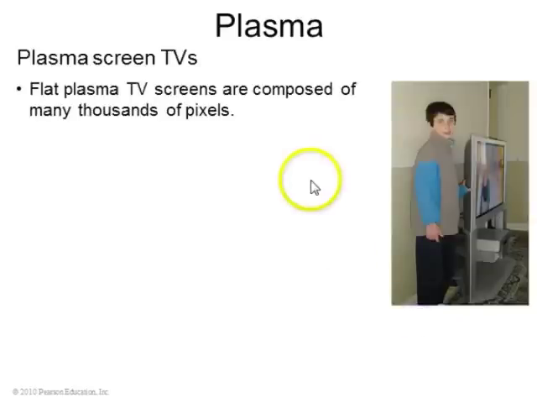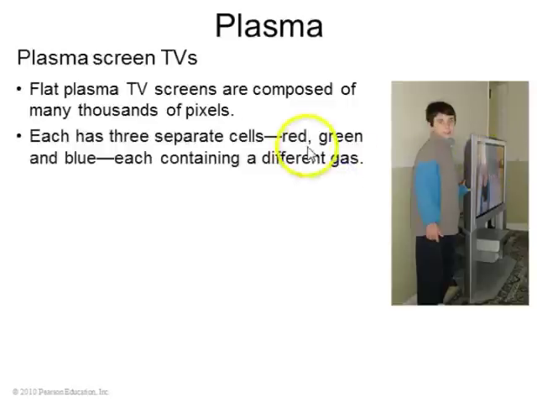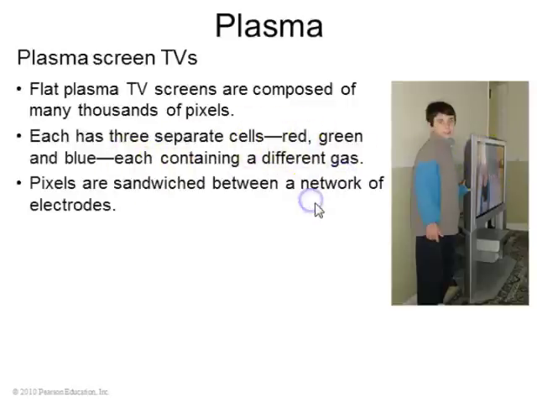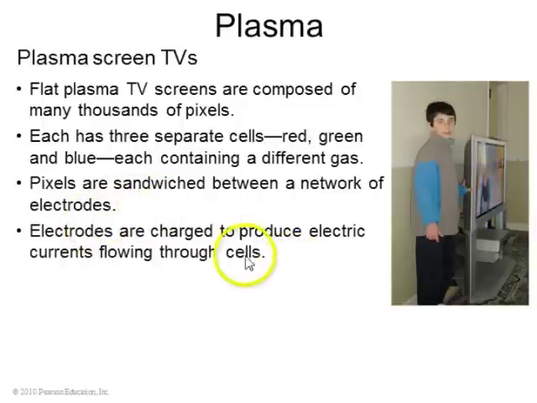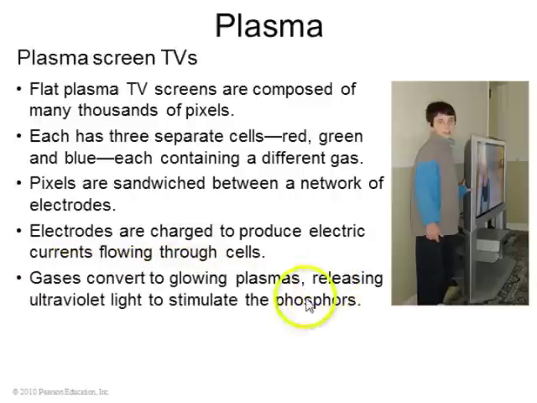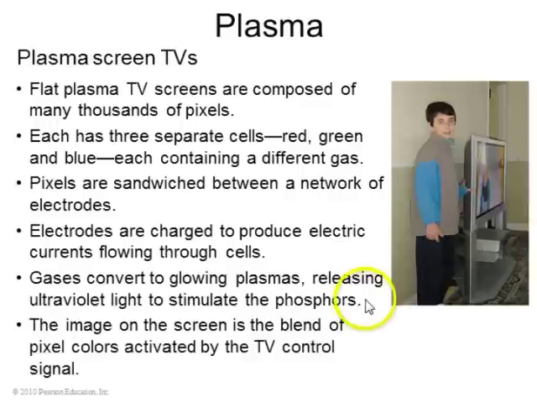This is also how plasma TVs work. These TVs are composed of many millions, actually, of little pixels that are red, green, and blue, each containing a different gas. And these pixels are sandwiched between a whole network of little transparent electrodes. These electrodes are charged to produce electric currents, which generate light. It's ultraviolet light, which stimulates phosphors in the screen, and then they emit visible light that we see. And all these little pixels combine to make the image that we see on the television.